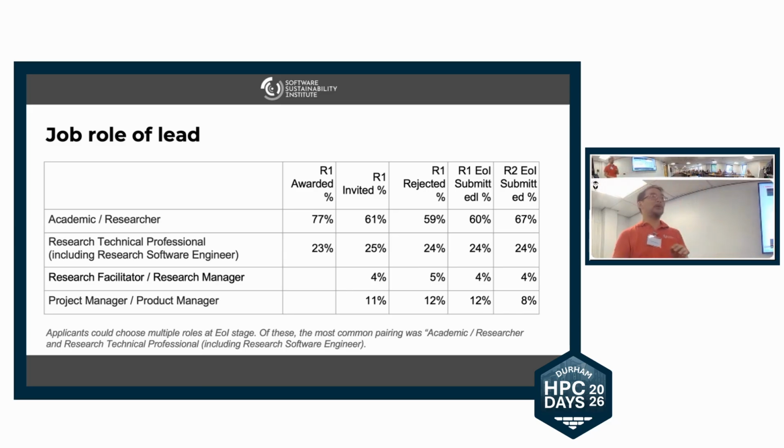And looking into it more closely, one of the biggest problems we have is that in many institutions that are applying, the research software engineer is not allowed to be the lead. There are a number of institutions which appear to have a policy that says there must be an academic as the lead of any, quote, research grant. So that's something that I think we need to address.